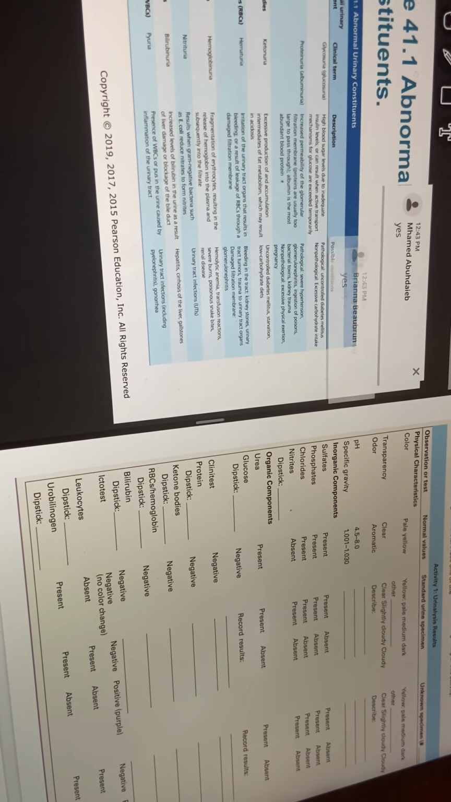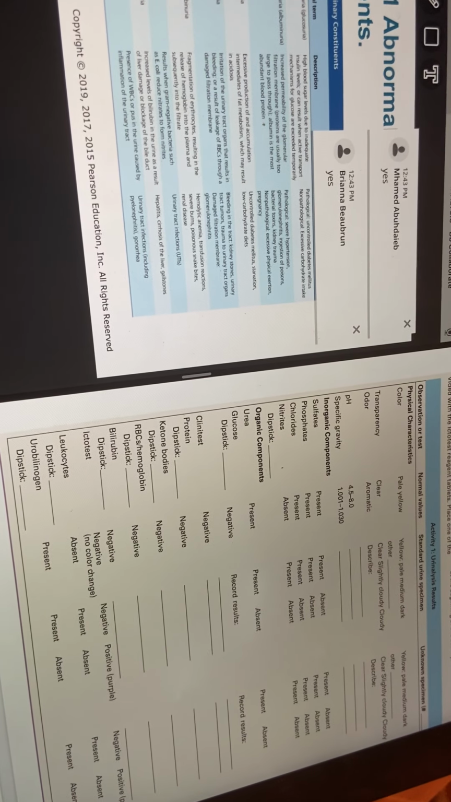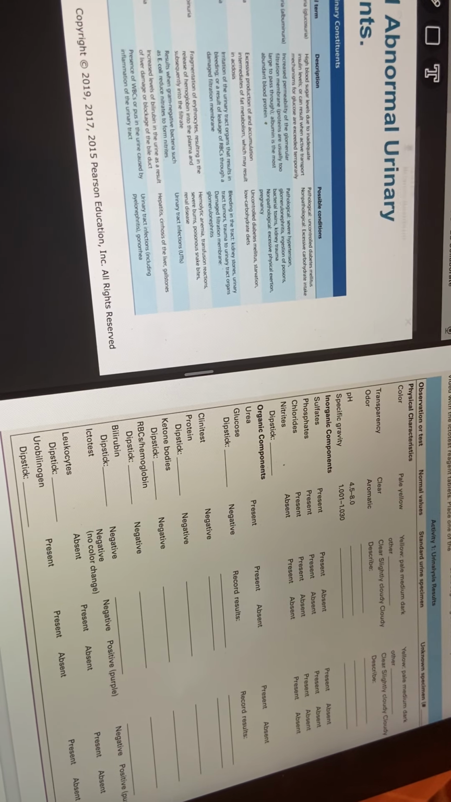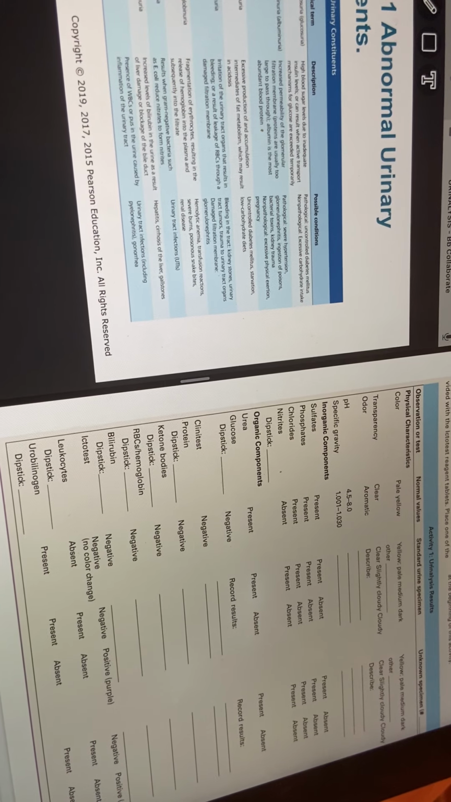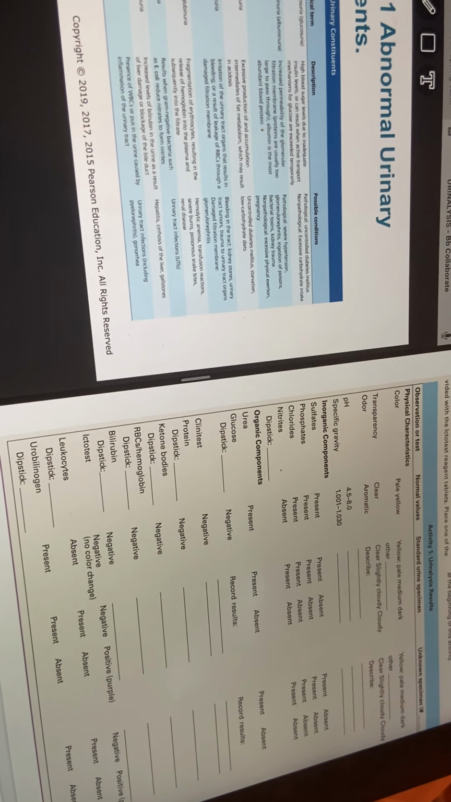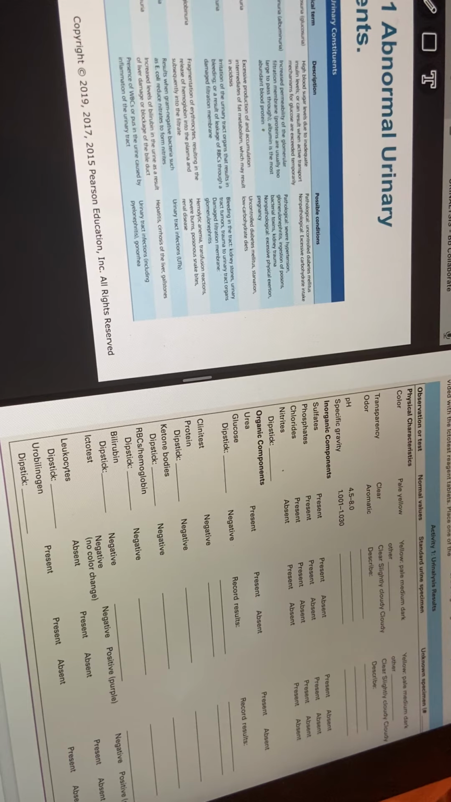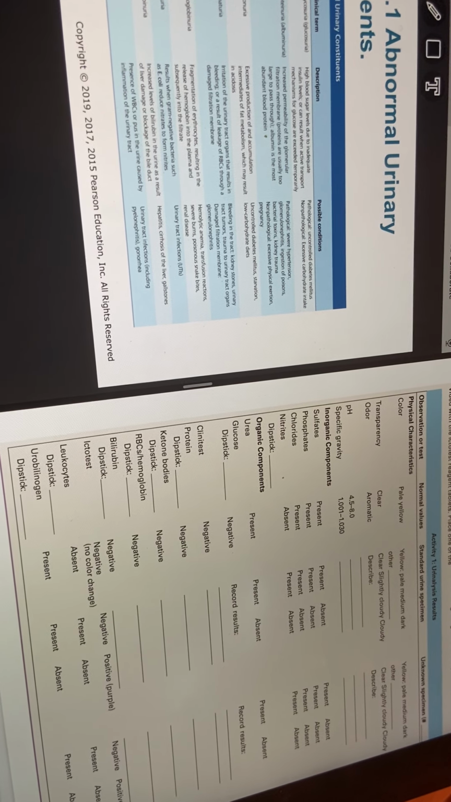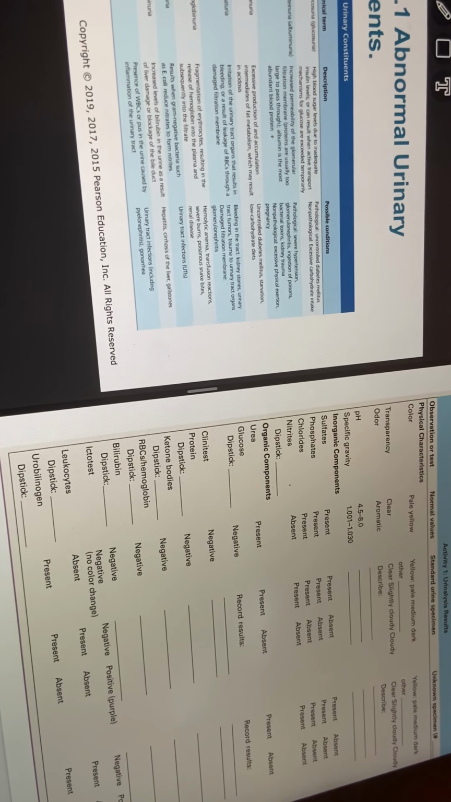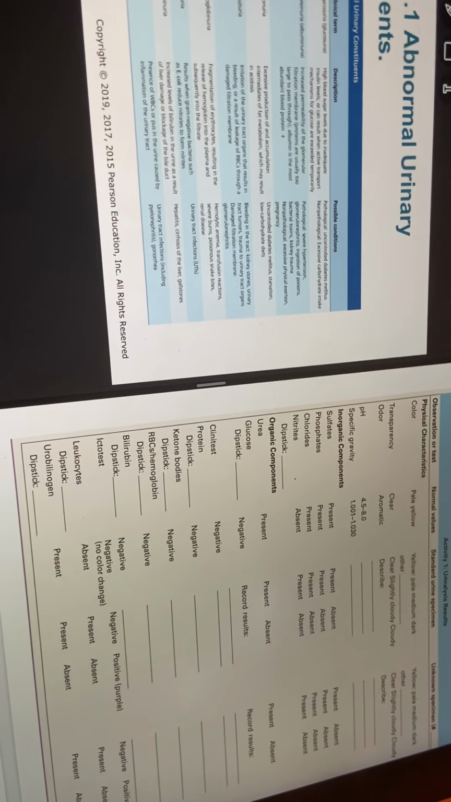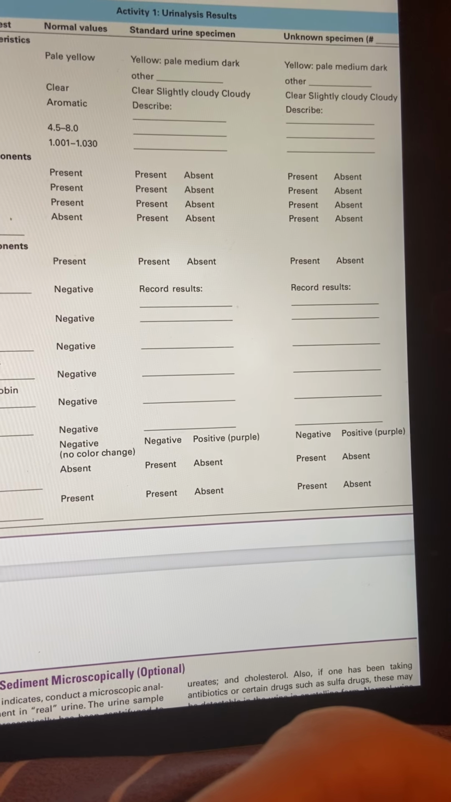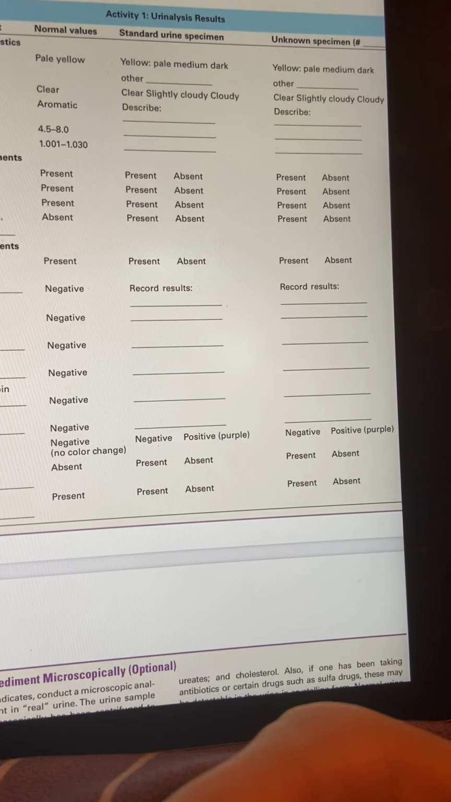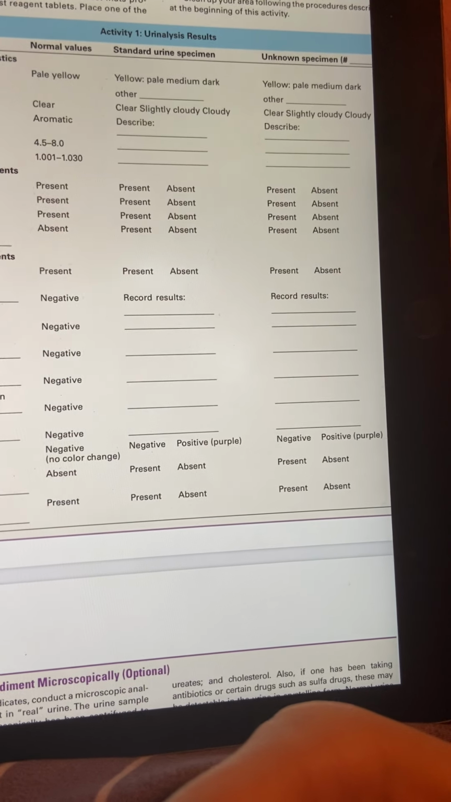Yes. Okay, so for the standard urine specimen, what will be your answer? It should be the same: present, present, present, absent. Okay? So you just encircle that. You see you have choices, present, absent. So encircle present for sulfate, present for phosphate, present for chlorides, and for nitrites, absent. Okay?